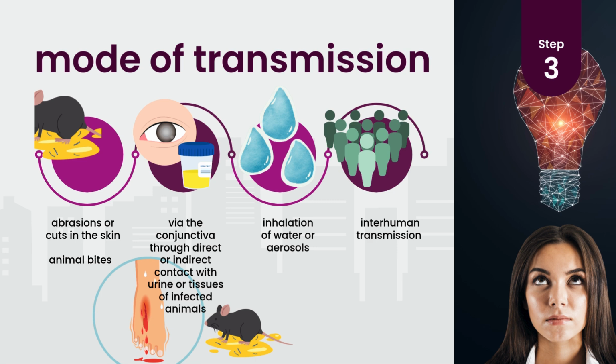So the usual mode of contamination is abrasions or cuts in the skin, or via the conjunctiva, through direct or indirect contact with the urine or the tissues of infected animals. Other modes of contamination, such as inhalation of water or aerosols, animal bites, and or interhuman transmission, have been rarely demonstrated.